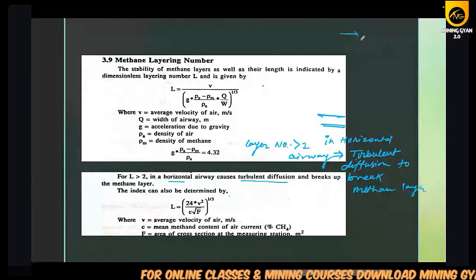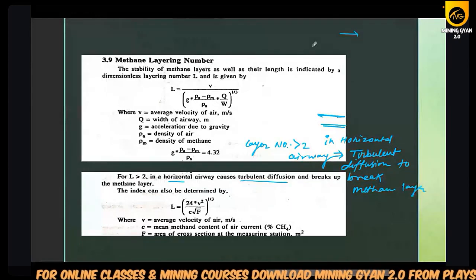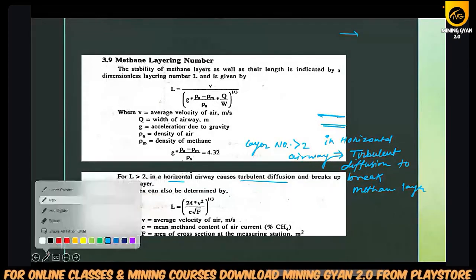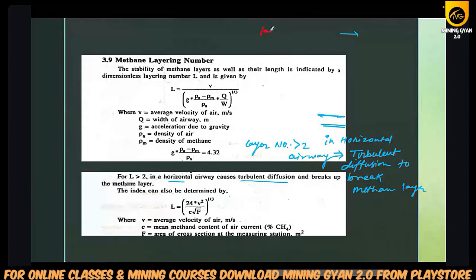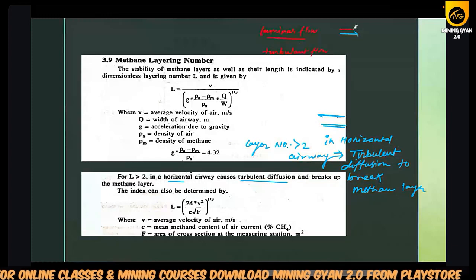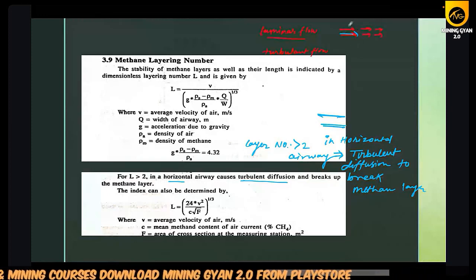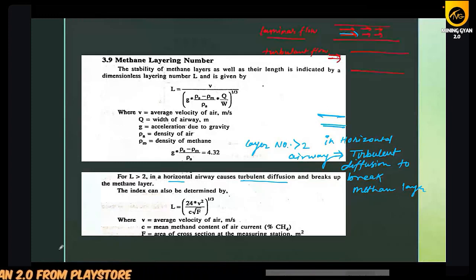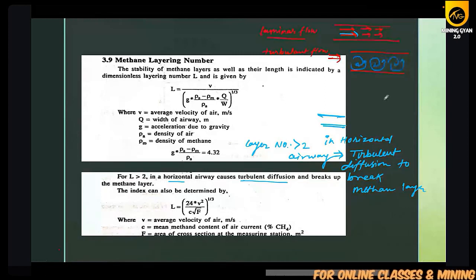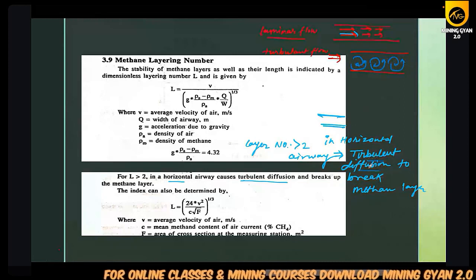Laminar flow, I told you about laminar as well, but I should give you the basic information, because some of you may not know what laminar flow and turbulent flow are. Laminar flow means flow in a nearly horizontal direction. That is laminar flow. And what is turbulent flow? If this is your airway, then the flow will be like this, in a zigzag formation. It is the turbulent flow. So you use turbulent diffusion to break the methane layer if the layer number is more than 2.